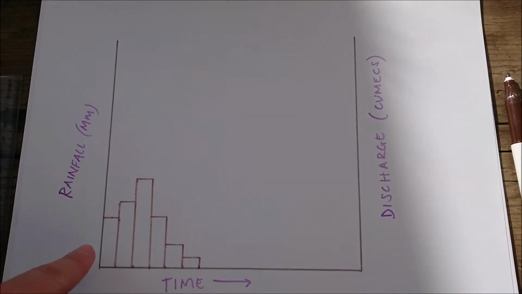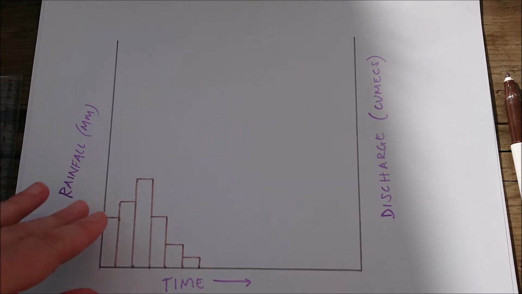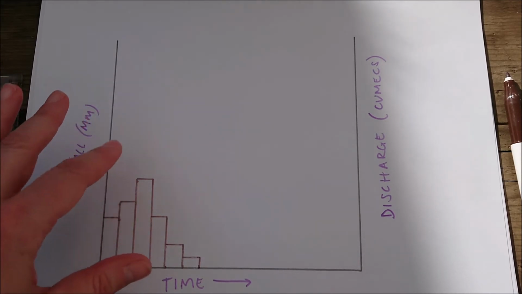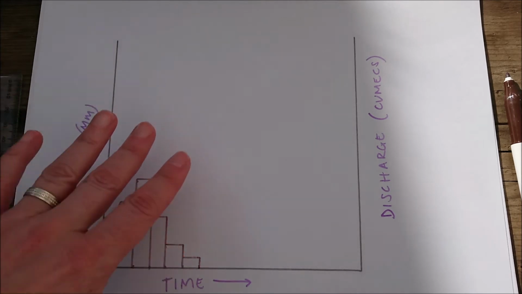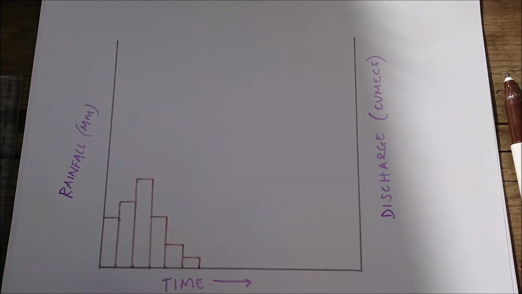Now, as it rains, often it starts off as lighter rain and then it tends to rain a bit heavier and you get this sort of peak rainfall here, and then the rainfall might slow down a little bit, which is what we've got here. Now, after that happens, the river is going to change. So next thing I'm going to do is plot the river on here.